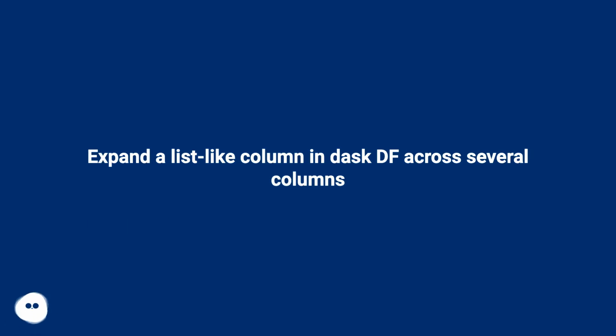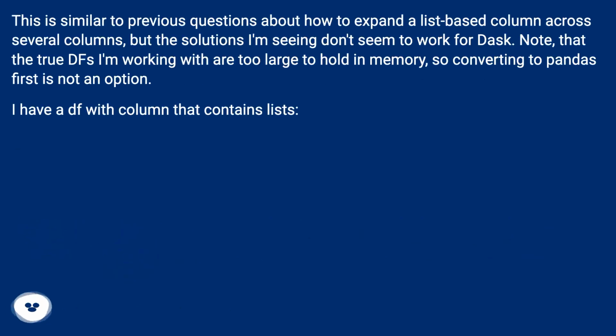Expand a list-like column in Dask df across several columns. This is similar to previous questions about how to expand a list-based column across several columns, but the solutions I'm seeing don't seem to work for Dask. Note that the true DFs I'm working with are too large to hold in memory, so converting to pandas first is not an option. I have a df with a column that contains lists.